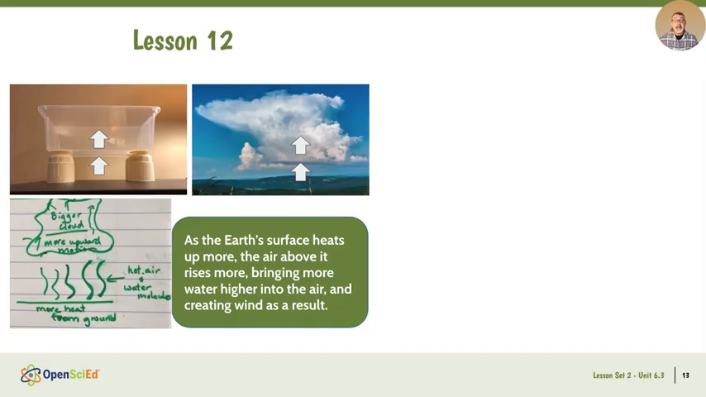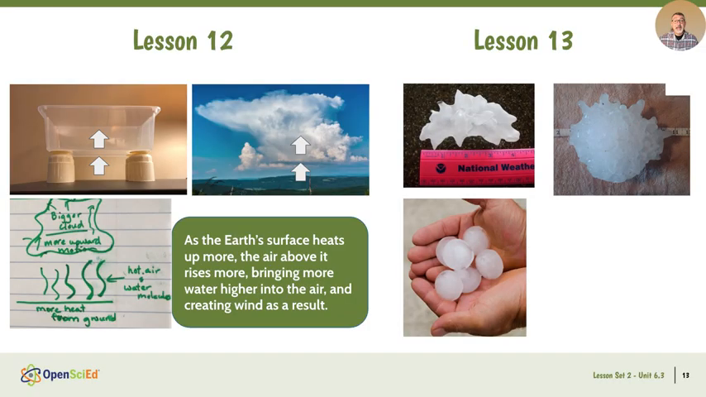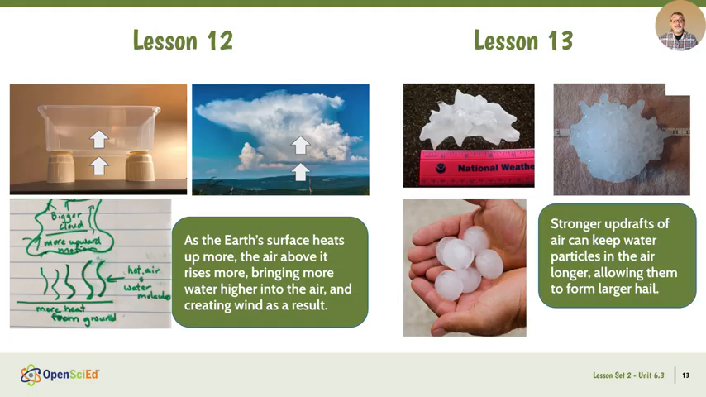And we figure out that bigger clouds holding more water form when heating from the Earth's surface is greater, so when air temperatures are warmer. By lesson 13, we've now figured out enough to explain that storms in which there are really strong updrafts of air can keep water particles up longer and help them travel higher into the atmosphere where it's colder. The longer the particles are kept in the air, and the more often they travel to high altitudes, the larger the hailstones can eventually become.